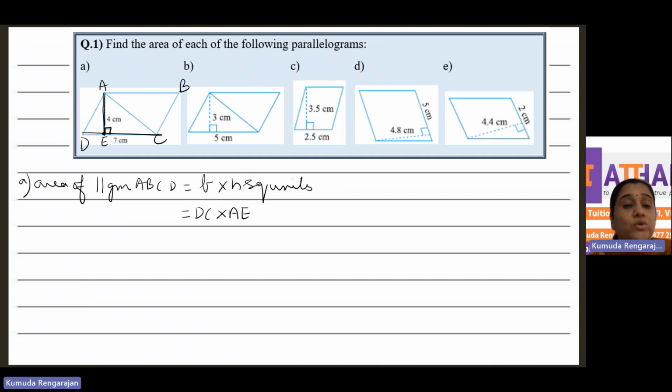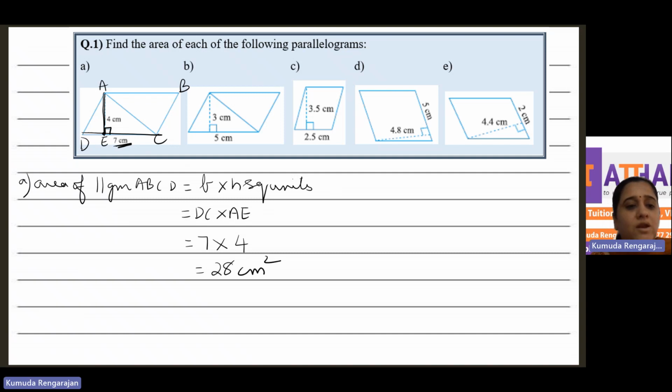Which one are we taking as the base? DC. And which is the corresponding altitude? AE. DC into AE. So first write the formula, then substitute the line segments according to the figure. Now what is DC? 7, into AE, 4. So 7 fours are 28 square units. What is the unit used here? Centimeter. So centimeter square. All right?